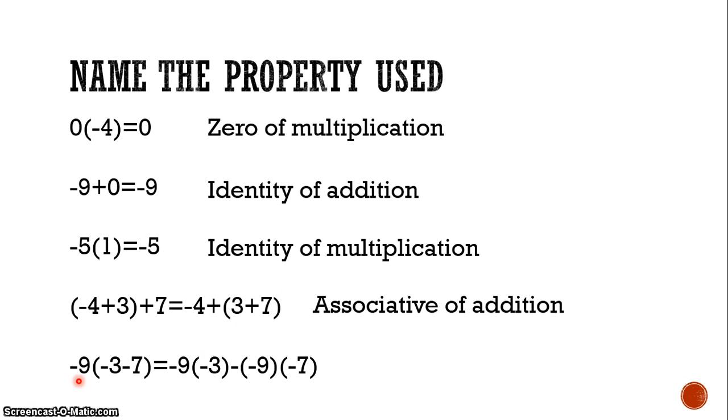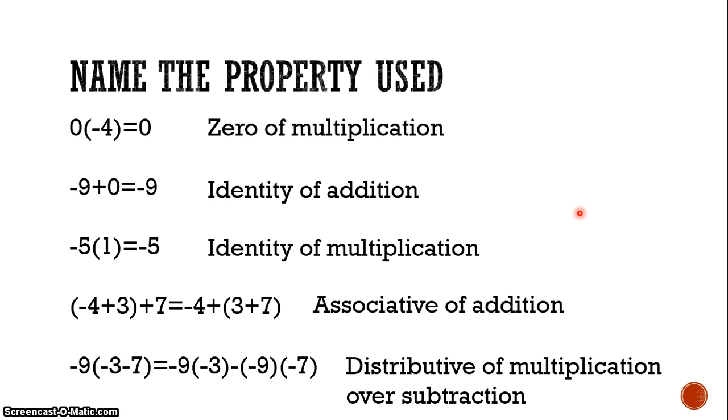And then this one right here, I had negative 9 times negative 3 minus 7, this difference right here, but I changed it to negative 9 times negative 3 minus negative 9 times negative 7. So I distributed this negative 9 to negative 3 and then to negative 7. So this is going to be the distributive property of multiplication over subtraction.